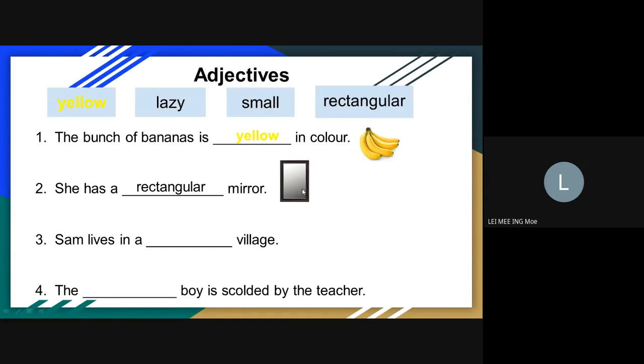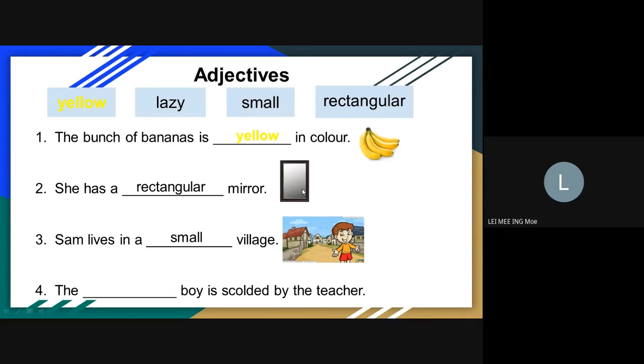5, 4, 3, 2, and 1. All right. So the answer is small village. So this is under the adjective for size. All right. Well done, pupils, you typed down the answer together. Good.